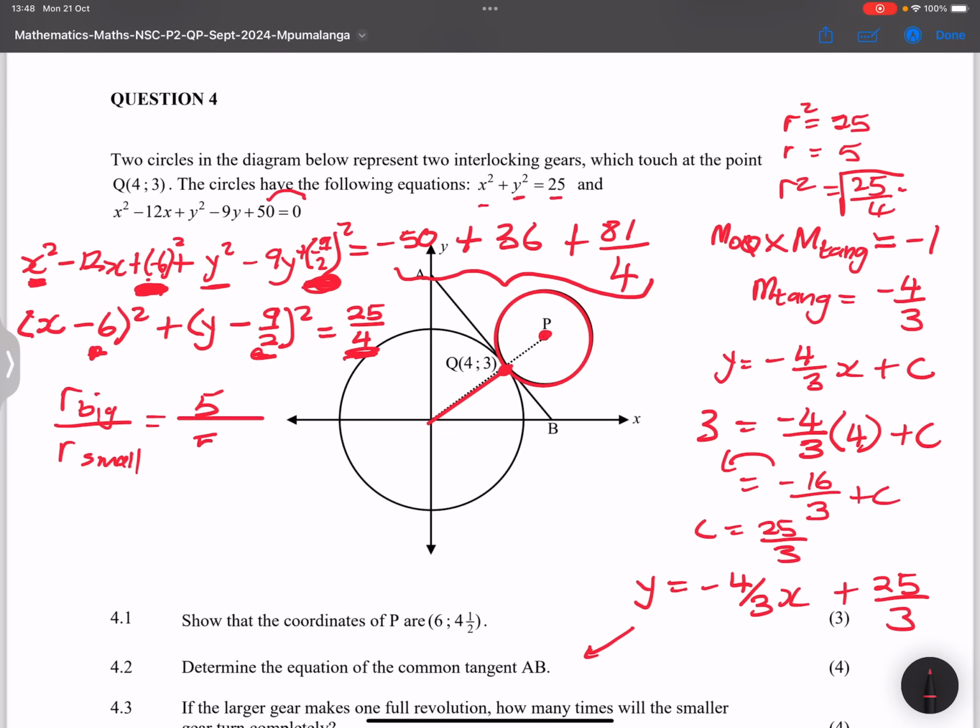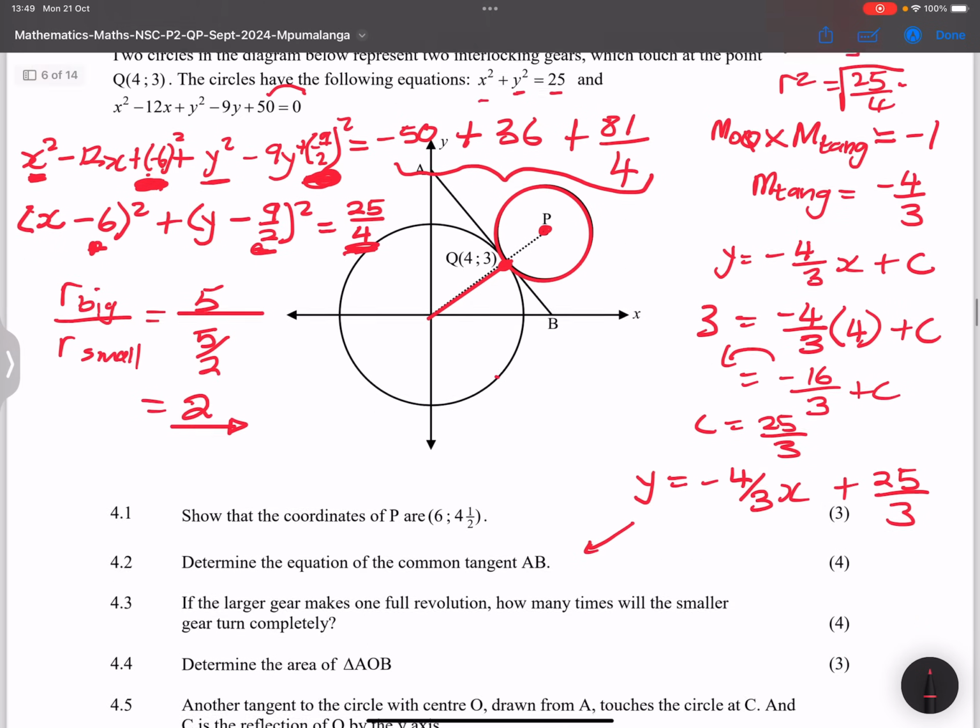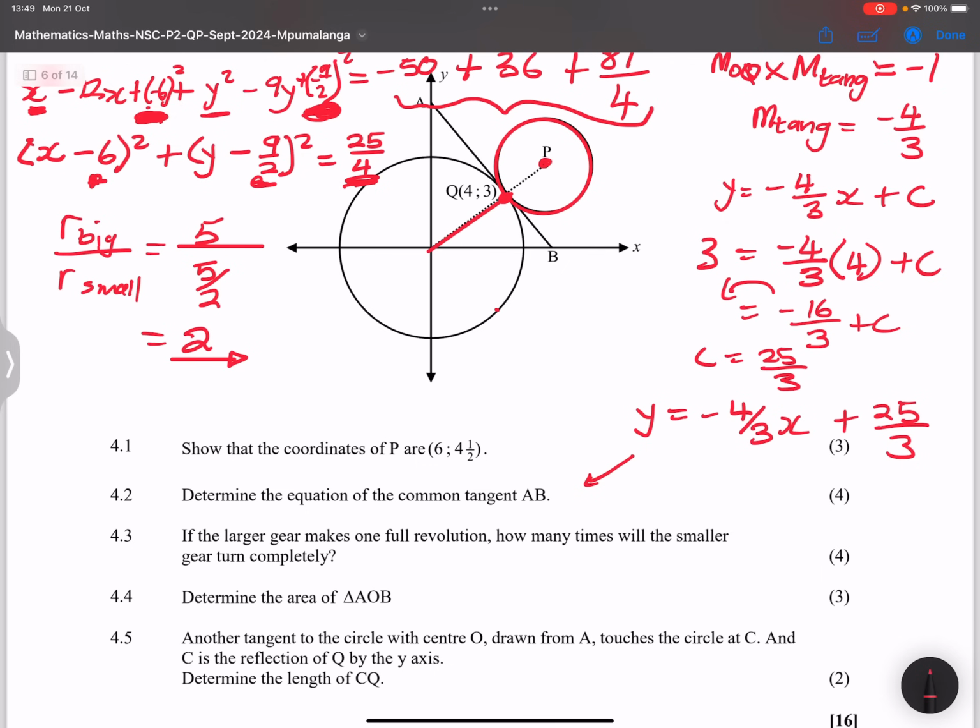So this would be divided by 5 over 2. I'm sure you can already see the answer. Right, so 5 divided by 5 over 2 will give me 2. So what does that mean? It means for every one revolution of the big circle, the smaller circle will actually rotate twice as much. Okay, twice as many times. Right, so it will be twice.